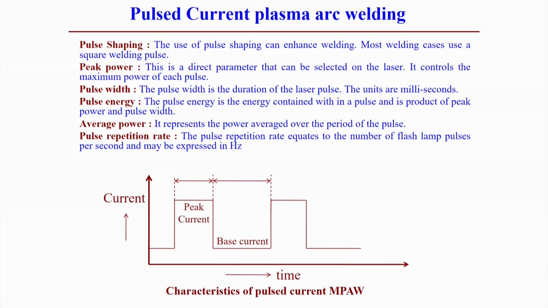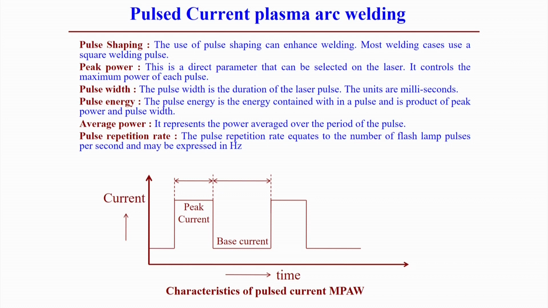Like the laser welding process, plasma current can also be made in pulse form, but the shape of the pulse is a square shape in most welding cases. It is very difficult to control the shape of the pulse like in the laser welding process. So there is not much variation of the pulse shape possible in the microplasma arc welding process.